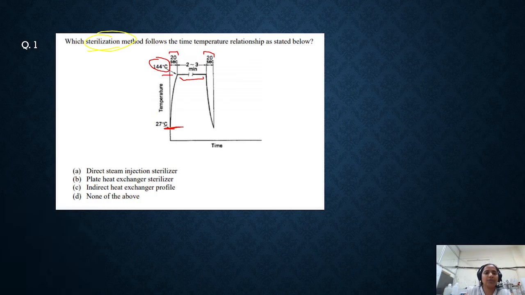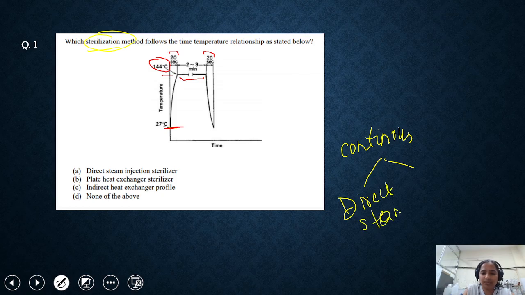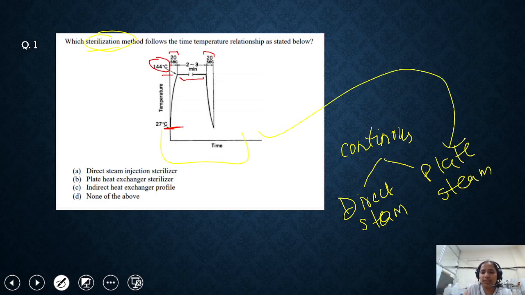So this type of sterilization method is an example of continuous sterilization. In continuous sterilization, you have two different types. First one is direct steam, and second one is the plate steam sterilization method. So this graph is representing the plate steam sterilization. Initially there is a time gap, even if very small, but initially a little bit of time is given. After that, the temperature of 144 is reached.